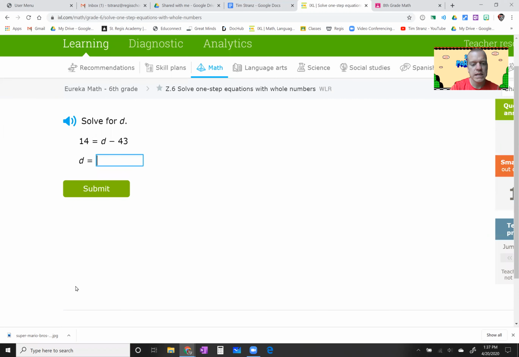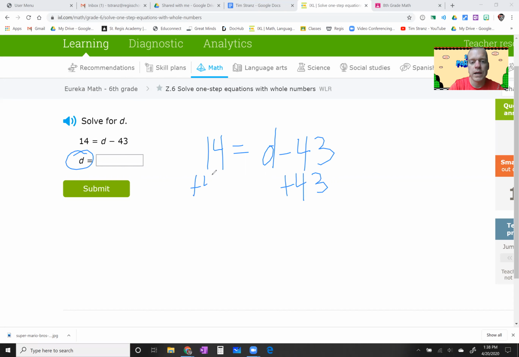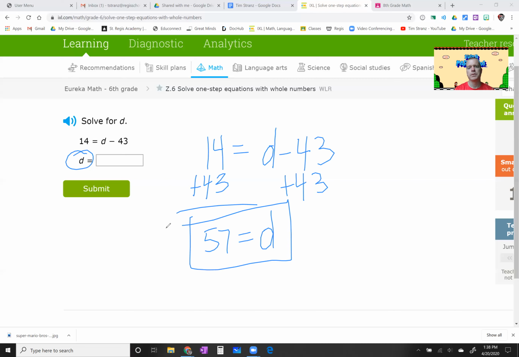Okay. Let's look at another one. So now we got 14 equals d minus 43. I'm going to write it again over here. 14 equals d minus 43. We need to get d all by itself, just like they did right here. So I need to do the opposite of subtracting 43, which would be adding 43. I have to do it on this side too, though. Add 43. So now I got 57 equals d. I got d all by itself, which is what you want. Okay, pretty simple. What did I say, 57?